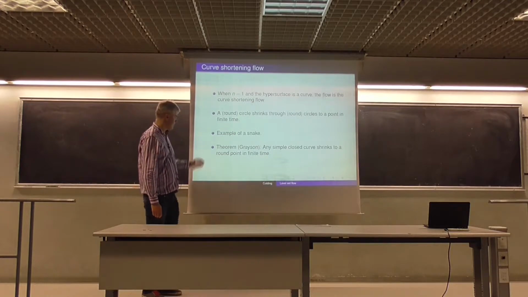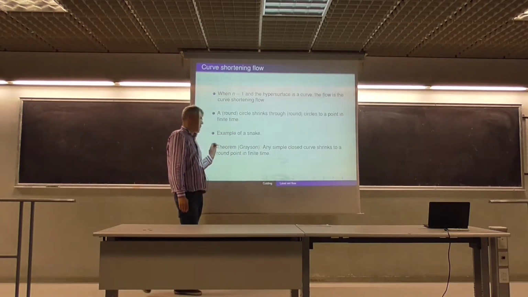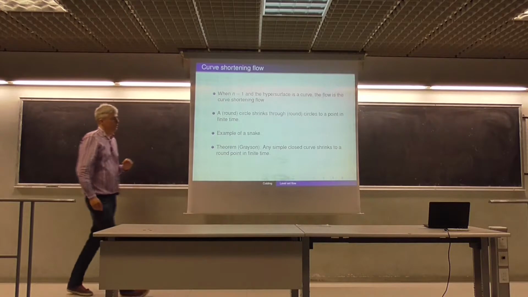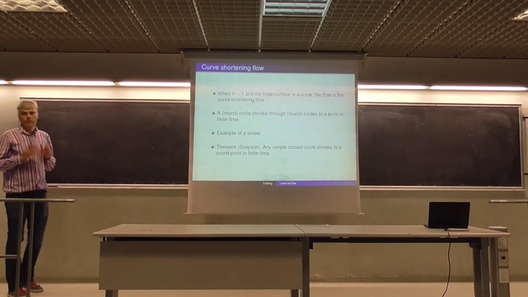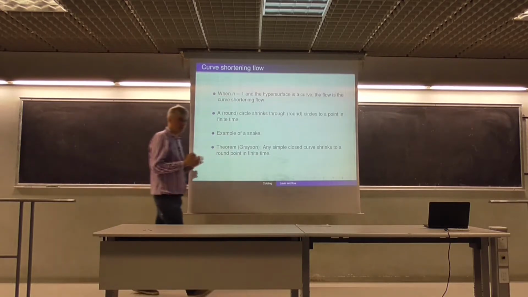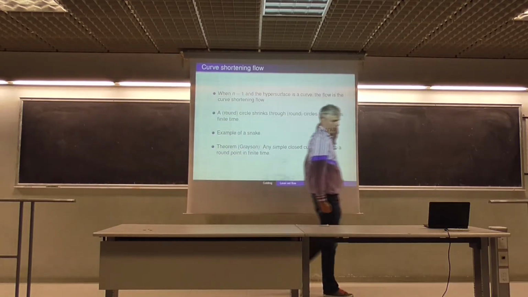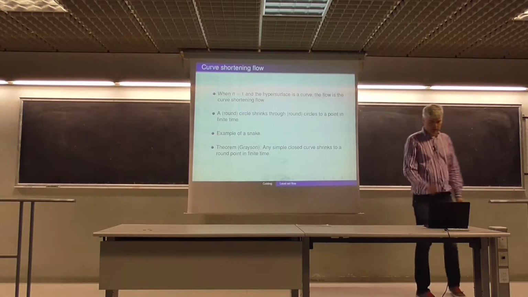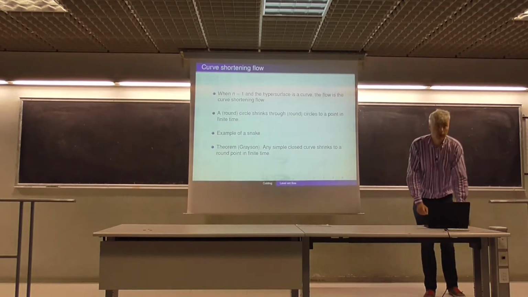Right? And the theorem of Grayson also says that under the flow, this simple closed curve will stay smooth. So it will stay smooth up till the final time when it becomes extinct in a point, and right before it becomes extinct, it will look almost perfectly round, okay?